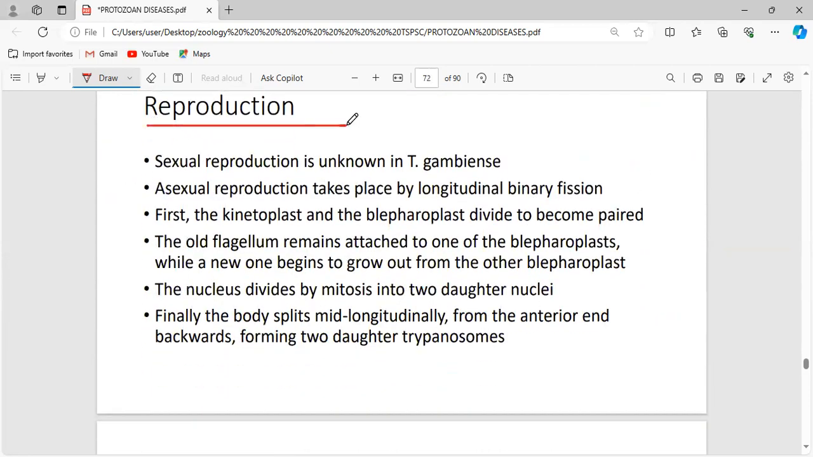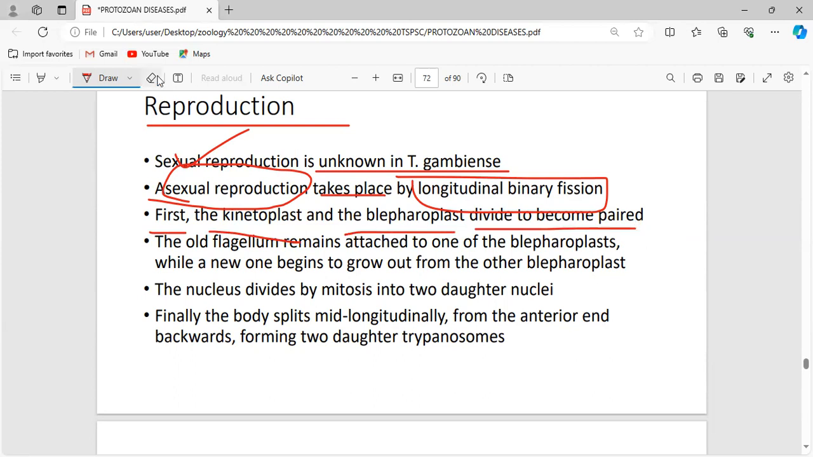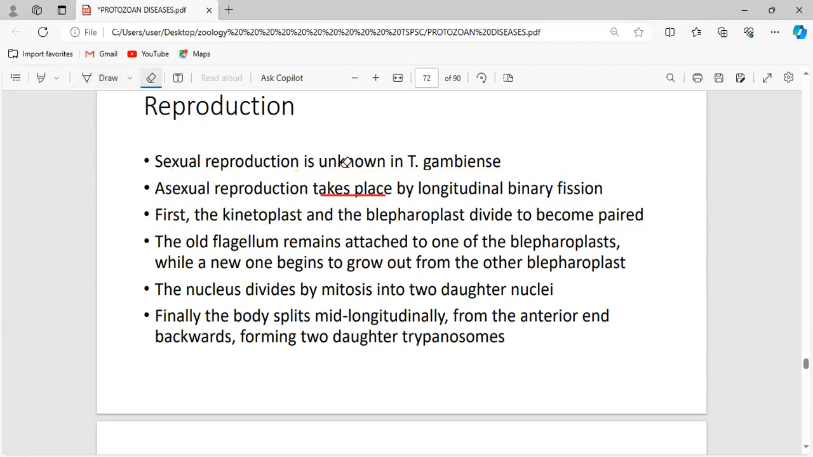Okay, now reproduction. What is the reproduction type seen in Trypanosoma gambiense? It is asexual reproduction. Sexual reproduction is unknown in this species, Trypanosoma gambiense. Asexual reproduction takes place, and that too by binary fission. Now, how is the reproduction going to take place? First, the kinetoplast and the blepharoplast divide to become paired.